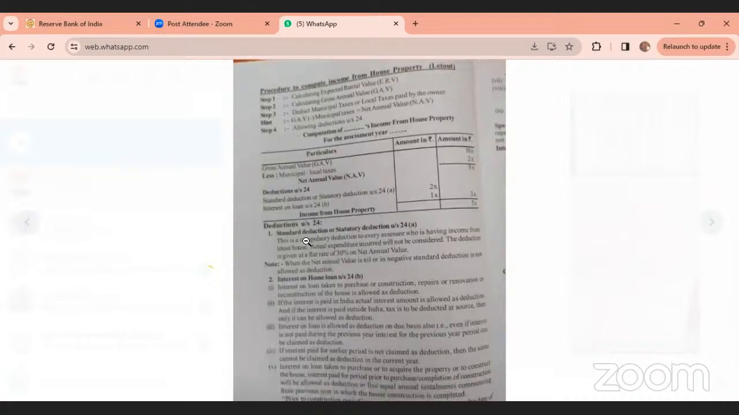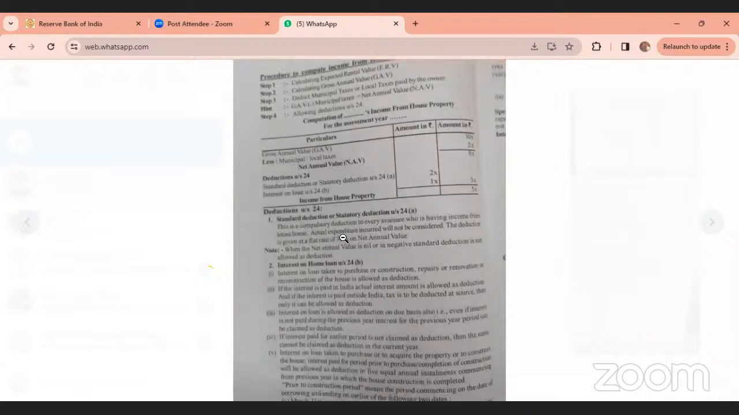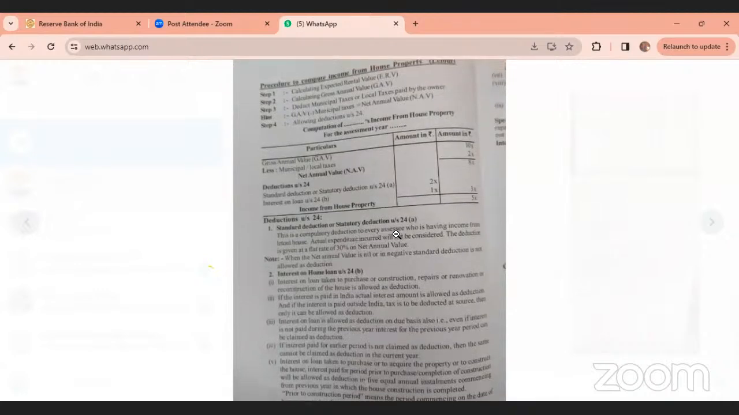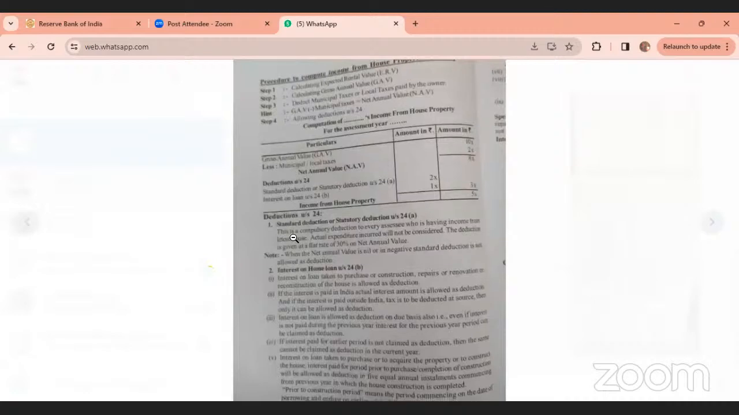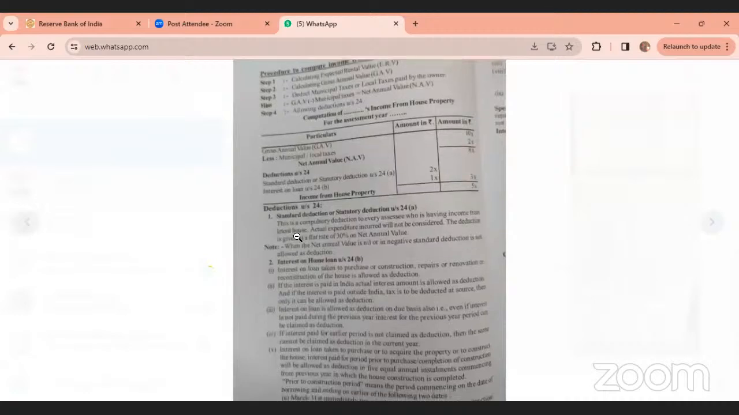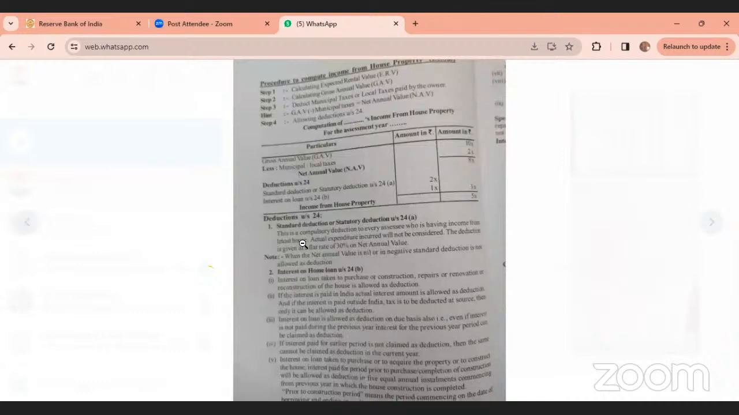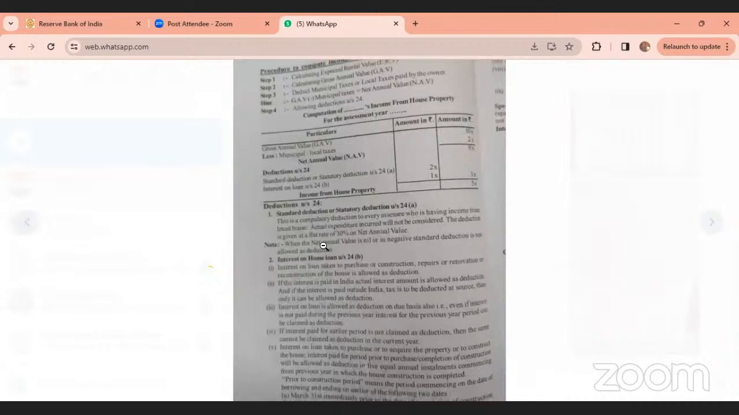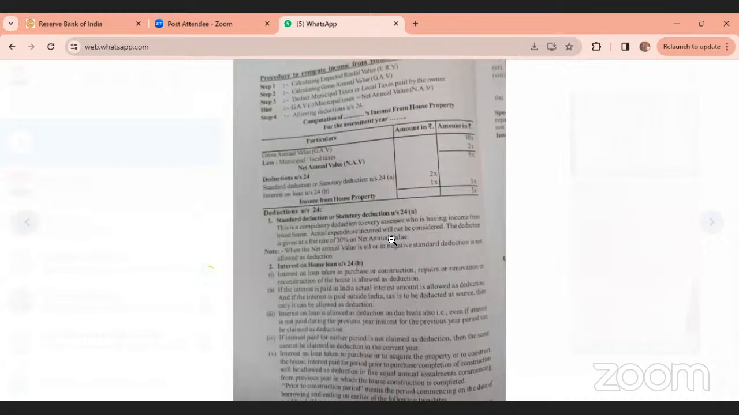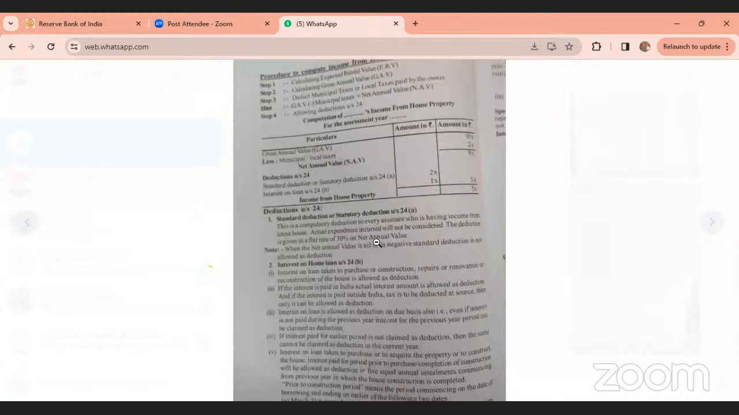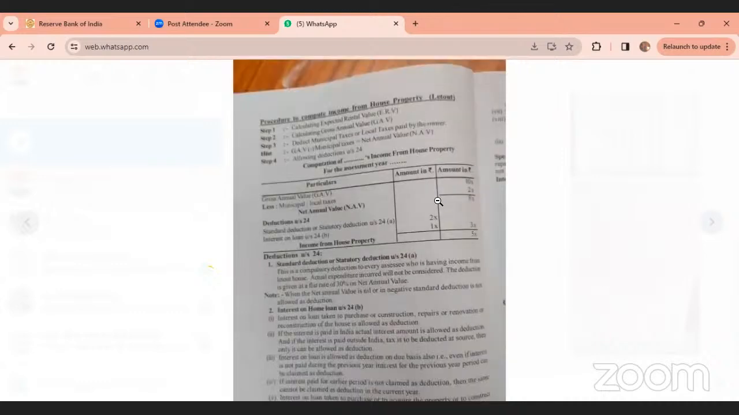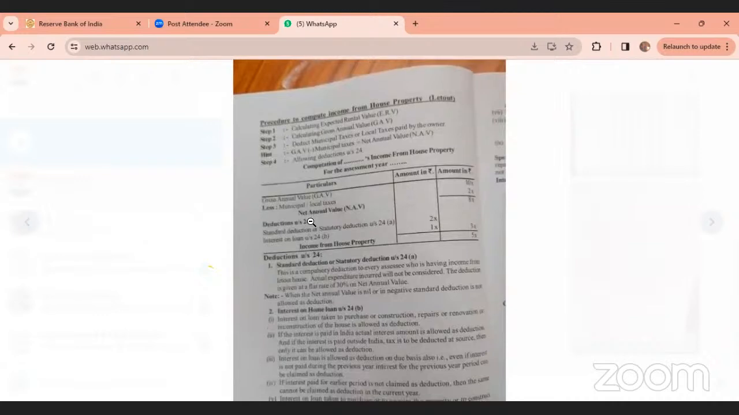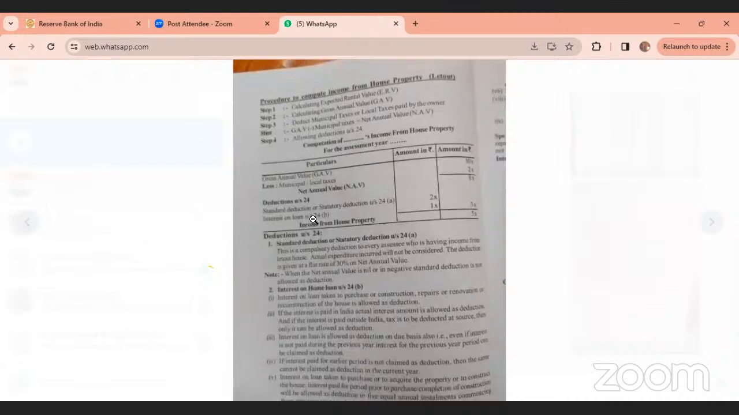For this here notes are there. See here, this is a compulsory deduction to every assessee who is having income from let out house. Actual expenditure incurred will not be considered. The deduction is given at a flat rate of how much? 30% on net annual value. So, for example, you get 3 lakhs of net annual value. On 3 lakhs, you have to calculate standard deduction 30%.